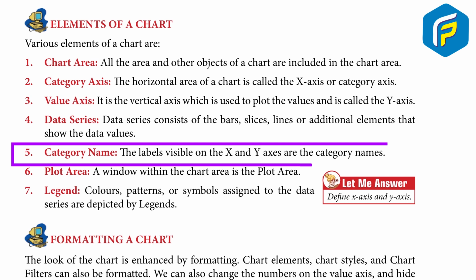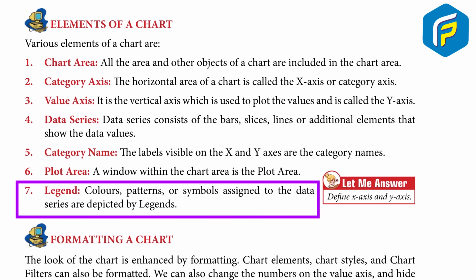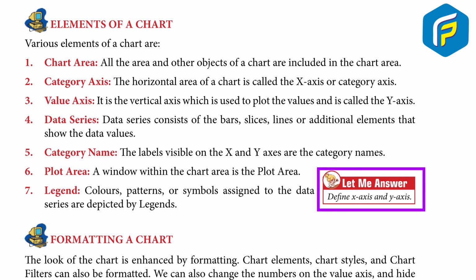5. Category name. The labels visible on the x and y axis are the category names. 6. Plot area. A window within the chart area is the plot area. 7. Legend. Colors, patterns or symbols assigned to the data series are depicted by legends. Let me answer. Define x-axis and y-axis.